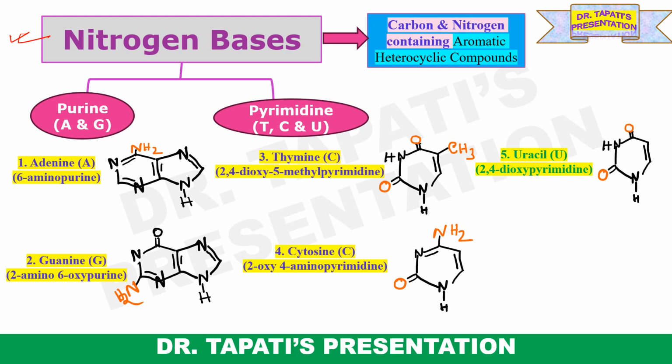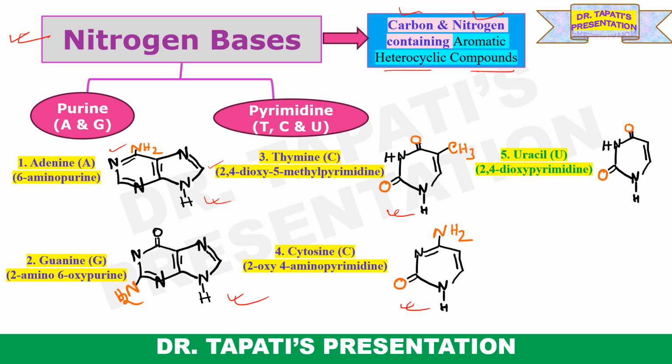Nitrogen bases. Nitrogen bases are carbon and nitrogen containing aromatic heterocyclic compounds. If you see the structures of nitrogen bases, you will find that these are ring structures and both carbon and nitrogen are present in their ring structures. Therefore, these are heterocyclic compounds. Nitrogen bases are the fundamental components of nucleotides, and nucleotides form the building blocks of DNA and RNA. Later on in this video, I am going to discuss nucleotides, DNA and RNA in detail.